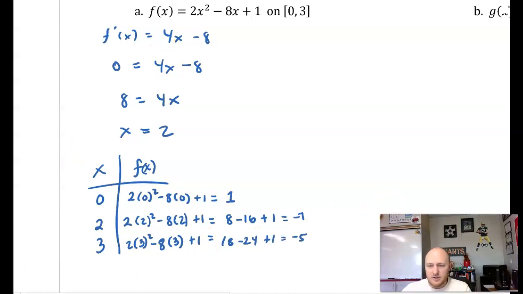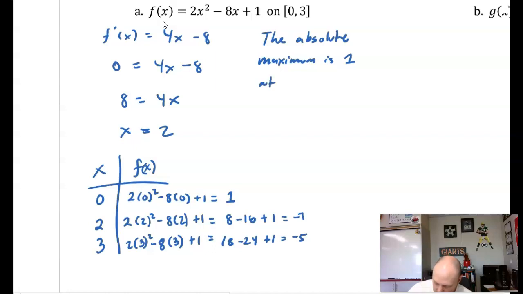So all of these x values, I plugged them directly into my function. Now what I need to do is determine what the absolute extrema are. So I'm going to say the absolute maximum is whatever the absolute maximum value is. It is 1 at x is equal to 0. There you go. There's the absolute maximum.